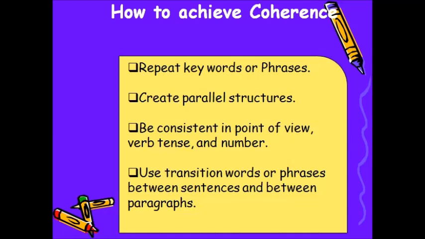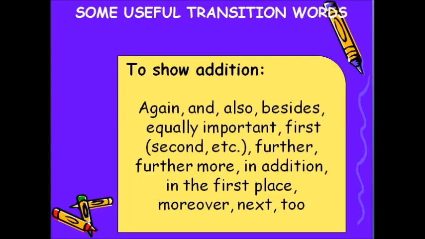Now, how can we achieve coherence in a paragraph? To achieve coherence in a paragraph, we have to use one or more of these signals or markers. They are: repeat keywords or phrases, create parallel structures, be consistent in point of view, verb tense, and number, and use transition words or phrases between sentences and between paragraphs. These are all important elements of a powerful composition.